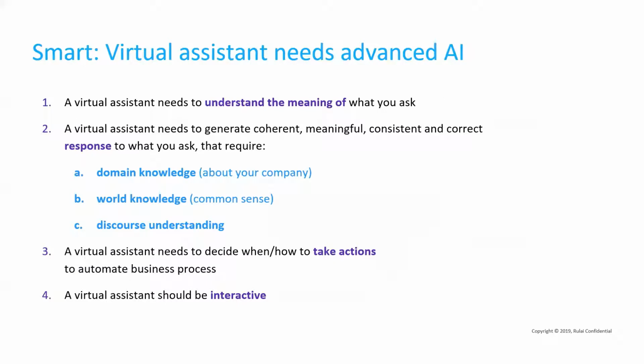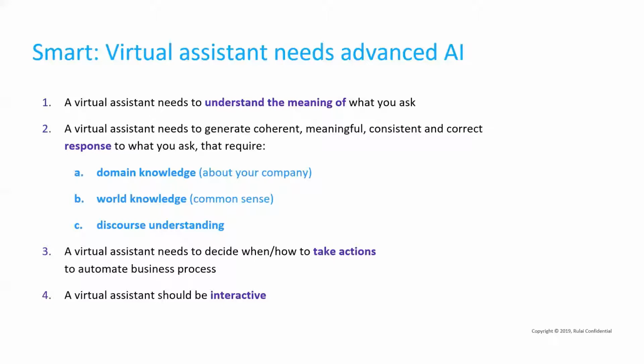We believe smart virtual assistants need advanced AI in order to be smart. Why? Because we think the AI assistant must behave according to certain normal conventions of human interaction in order to be understood and useful. So an AI worker needs to understand the meaning of the user. It needs to understand the structure of the sentence, the subject matter, and the context. Based on the understanding, the virtual assistant needs to generate a coherent, meaningful, consistent, and correct response to what a user asks.